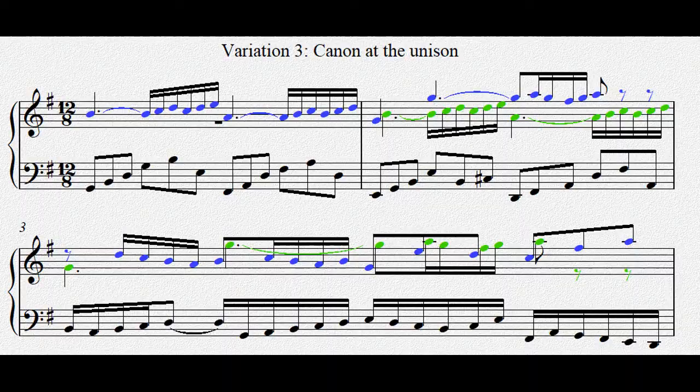We can see the first few bars here of variation 3. We've got two staves, a right-hand stave at the top and a left-hand stave underneath. And the original melody, the leader, here is in blue. And you can see the blue note all the way through the top stave. And that sounds like this.